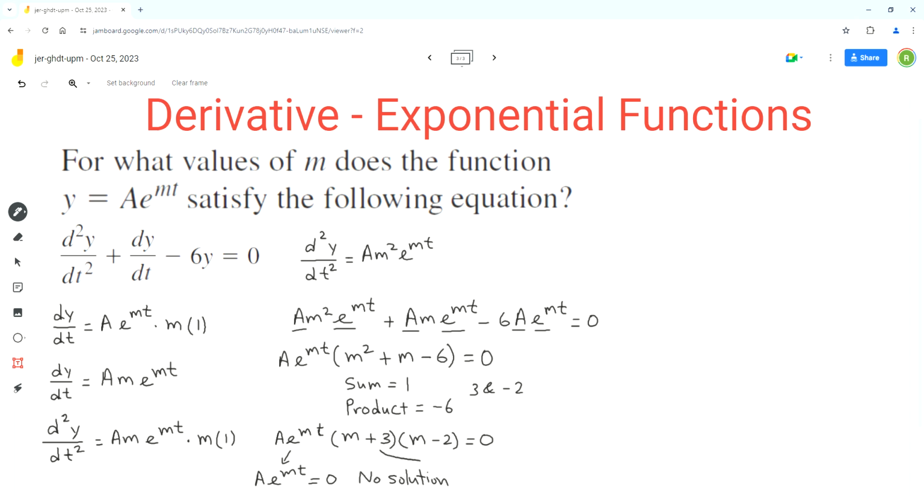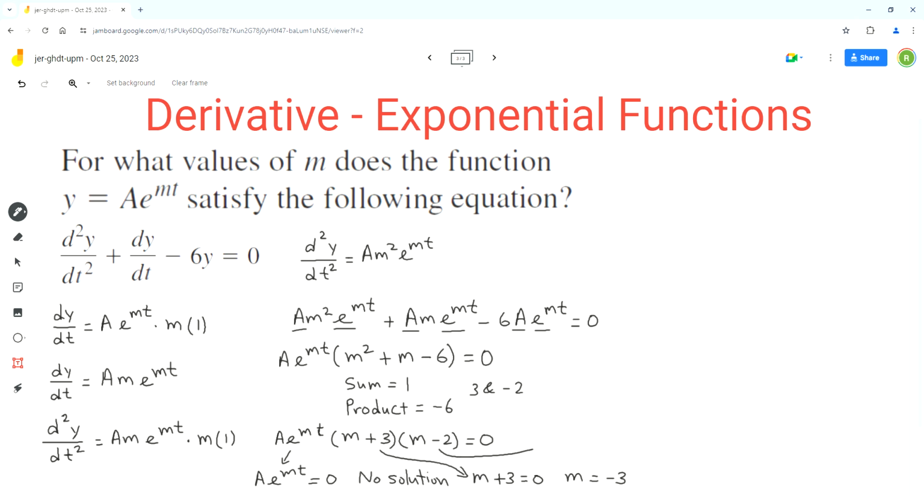Now the second case is m plus 3 equals 0, and from this we get m equals -3. So this is our first solution.